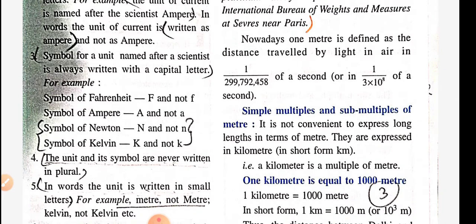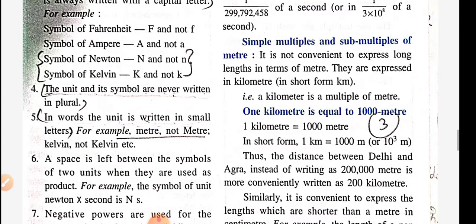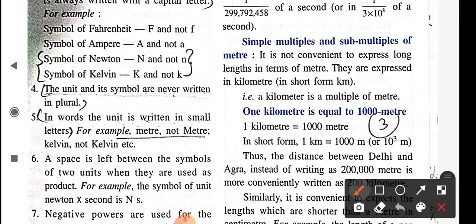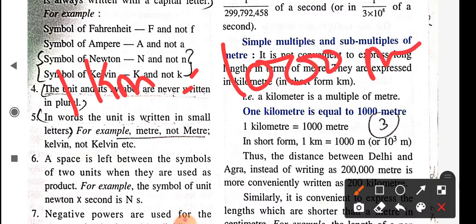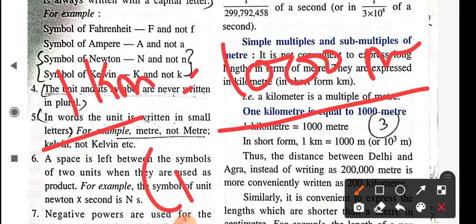Now we talk about the multiples and submultiples of the meter. It is not convenient to express long lengths in terms of meters. They are expressed in kilometers. How many meters are in 1 kilometer? In 1 kilometer, 1000 meters are there. In short form, we write 1 km equals 1000 m, and in powers we write 10 to the power 3 meter.